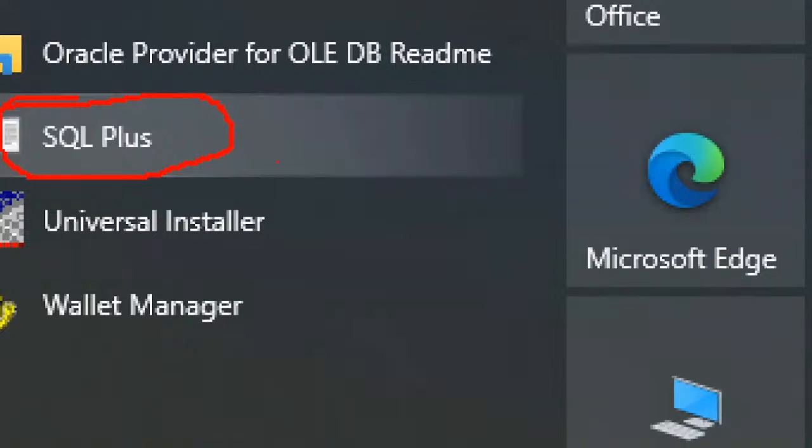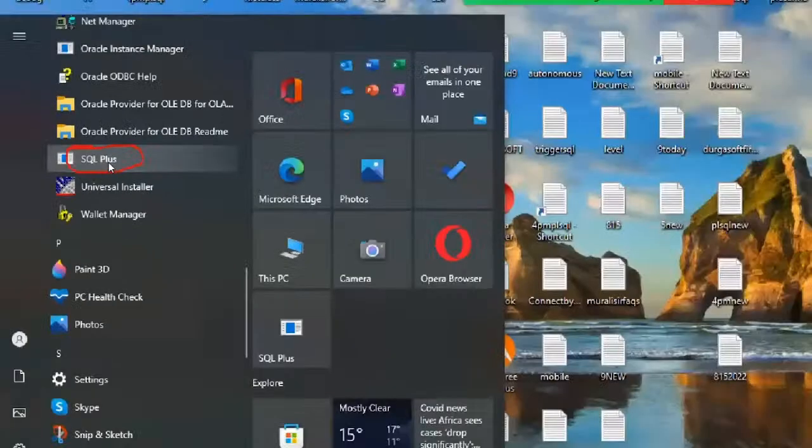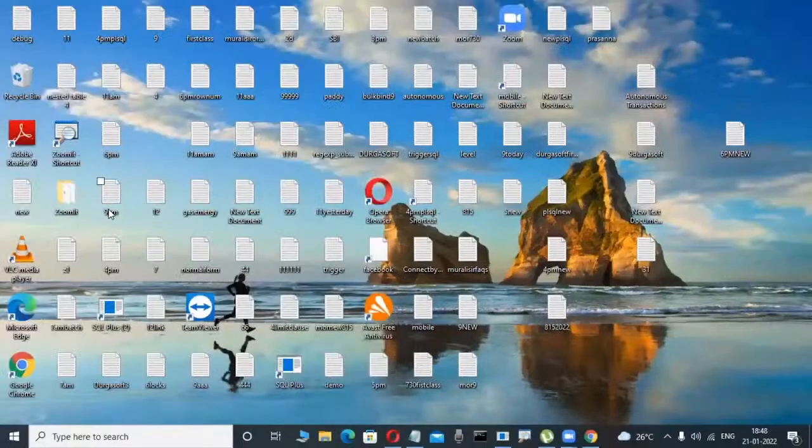Again, SQL Developer is a tool. That is a GUI tool. That tool you can also install, not a problem. Again, SQL Navigator is a tool, Toad is a tool. Those are all explicit GUI tools. But SQL Plus, you are not required to load. Once we load the Oracle software, that SQL Plus tool is automatically available.